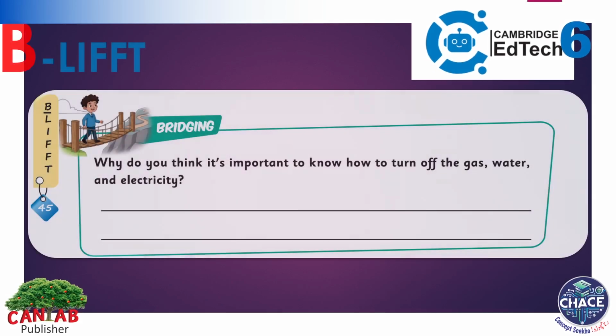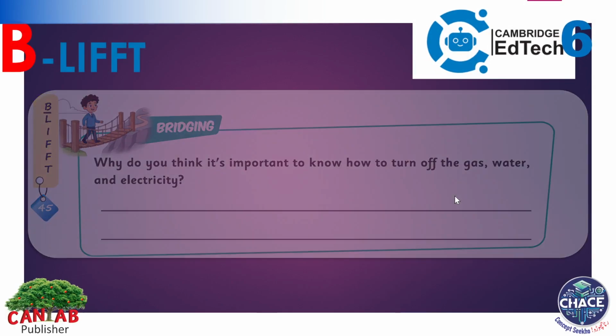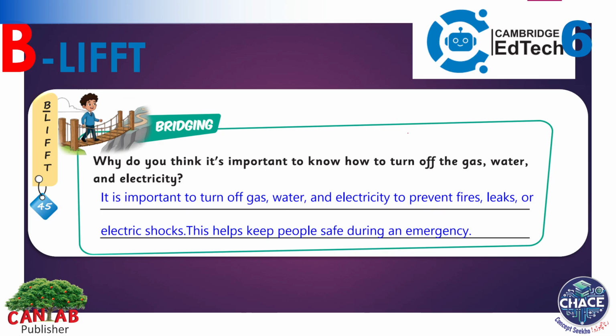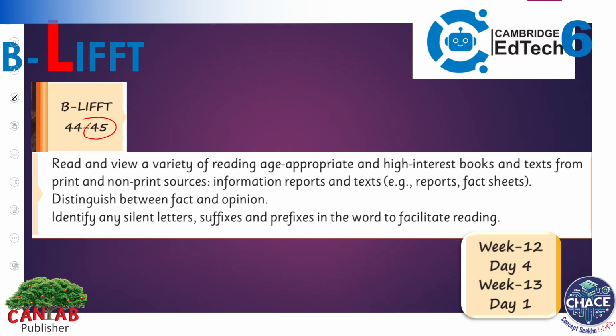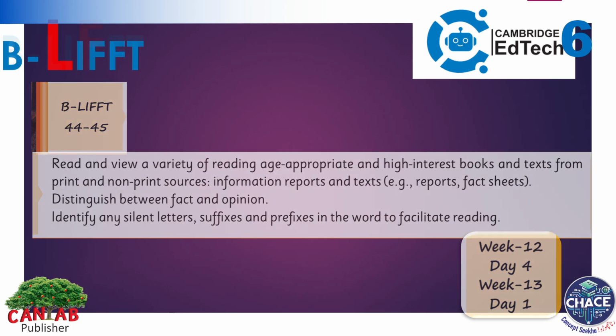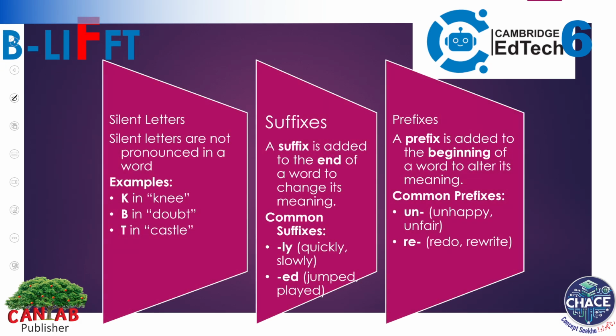Here we have bridging. I hope all of you have solved it, and here's the answer of that bridging. We have BLIFT number 45, in which we have the learning outcome: identify any silent letters, suffixes and prefixes in the word to facilitate reading. Let's revise the concept of silent letters and suffixes and prefixes, which we have learned in our previous lectures.